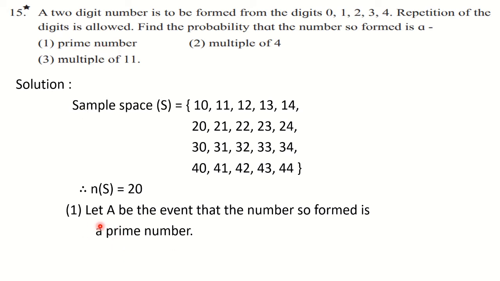So you can write down in short as event A: the number formed is a prime number. So from here you find out all the prime numbers. All of you know the meaning of prime number well. The number which is divisible by 1 and the number itself. You cannot divide that number by any other number. It doesn't come in the table of other numbers except 1 and the number itself.